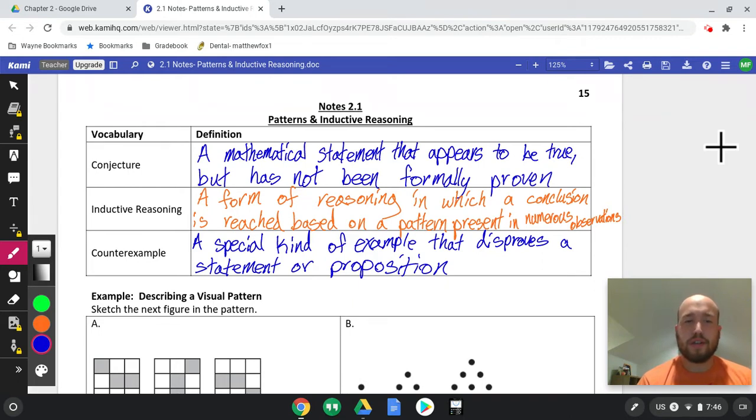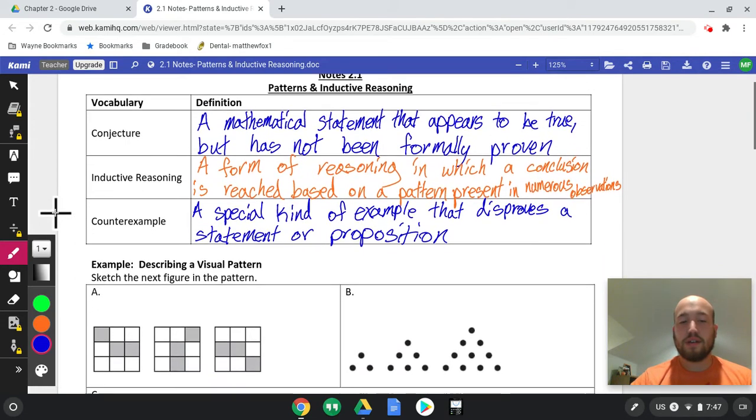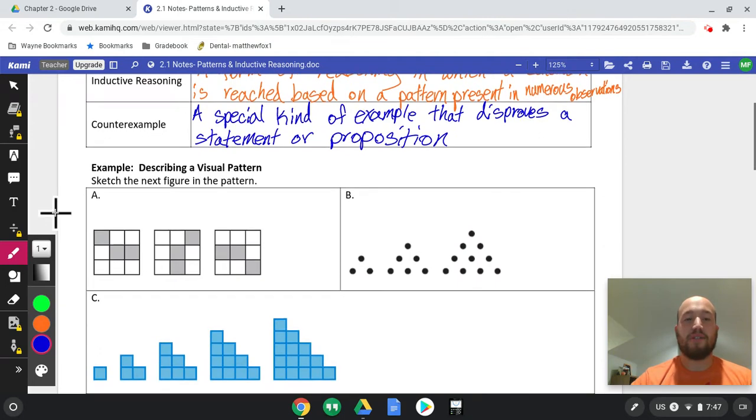And our final word, counterexample. For this, think in sports. I'm a soccer coach, and in soccer, a counterattack is when my team steals the ball and quickly attacks the other way. A counterexample kind of goes the opposite way. It disproves something. Okay, so it's a special kind of example that disproves a statement or proposition. And if there's one counterexample, then the statement is no longer true. So sometimes we might have a conjecture, and then we find a counterexample and we see that it actually wasn't true. So once again, if you need more time, go ahead and pause this so you can get these 3 words down. Otherwise, we're going to start looking at patterns now.